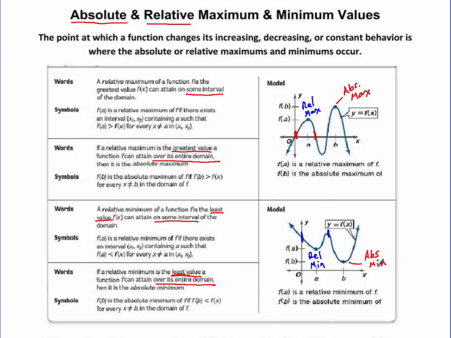That means all the x values. So hopefully this vocabulary makes a little sense. Relative max is in an area, interval. Absolute max is the whole thing.